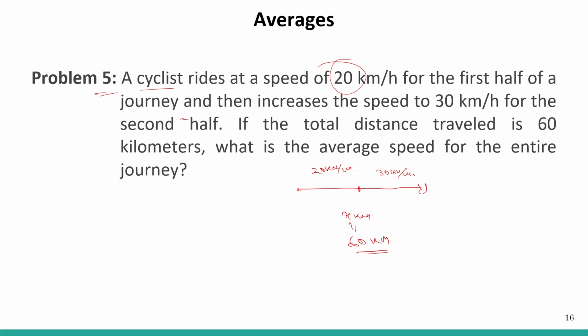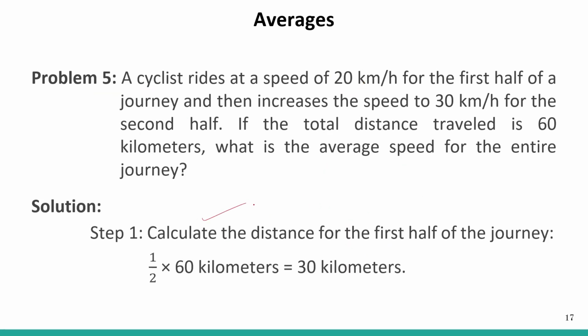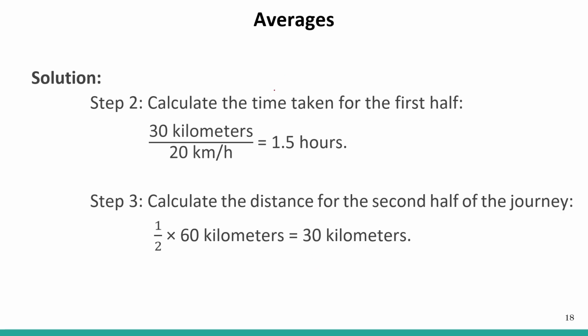So the entire journey can be completed at an average speed of what? So calculating the distance for the first half of the journey is equal to 30 km and the second half will also be 30 km, right? So calculate the time taken for the first half is equal to 30 kilometers by 20 km per hour, which is equal to what? 1.5 hours. So calculate the distance for the second half of the journey. So 1 by 2 into 60 is equal to what? 30 kilometers.